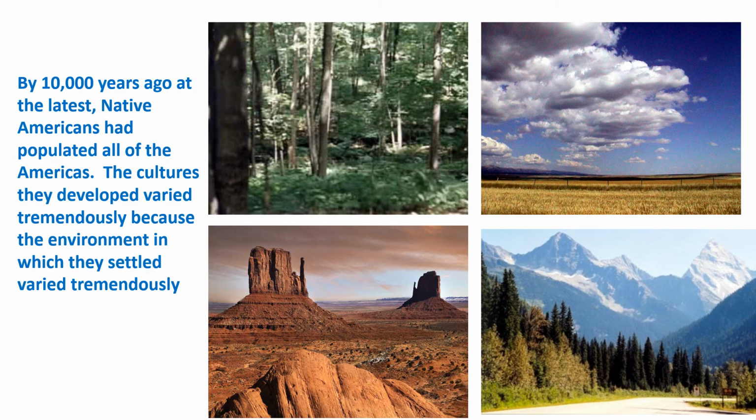By about 10,000 years ago, the migrating people had reached all the way through the tip of South America. So they flowed southward in that 5,000 or 6,000 years since their arrival. And there they developed cultures and societies that varied tremendously, because obviously the environment in which they settled varied tremendously. People adapt to the environment in which they live. Some cultures were advanced, while others still were not.